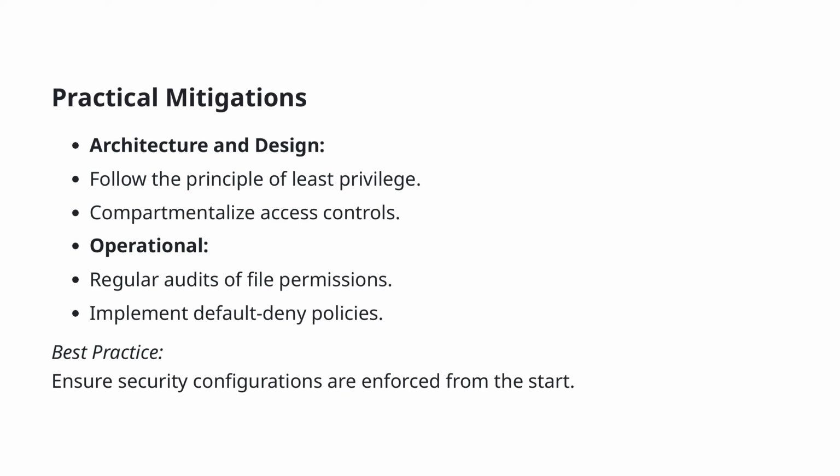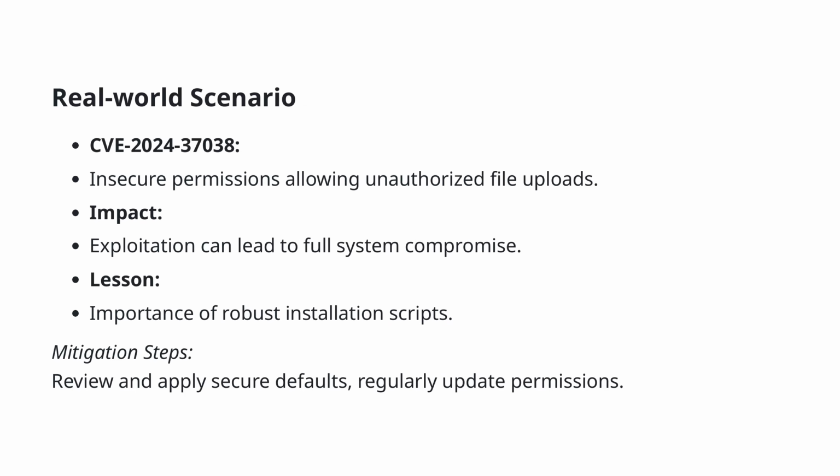Implementing default deny policies is another critical measure, where access is restricted by default and permissions are explicitly granted based on necessity. As a best practice, make sure that security configurations are enforced from the very beginning of your system's deployment. This proactive approach helps in maintaining a secure environment from the outset, reducing the risk of permission-related vulnerabilities. By incorporating these strategies, you'll enhance the overall security posture of your system and mitigate the risks associated with permission misconfigurations. Let's delve into a real-world scenario to understand how theoretical concepts translate into actual practice.